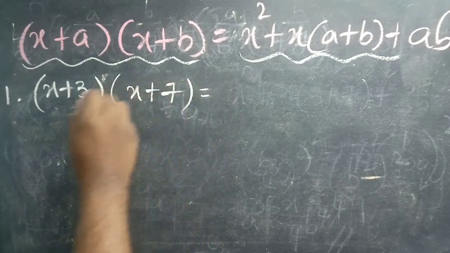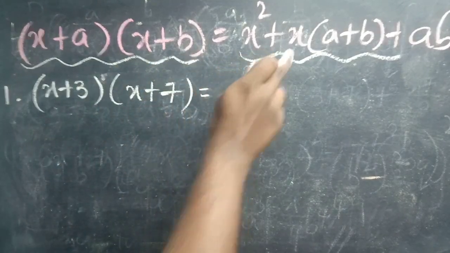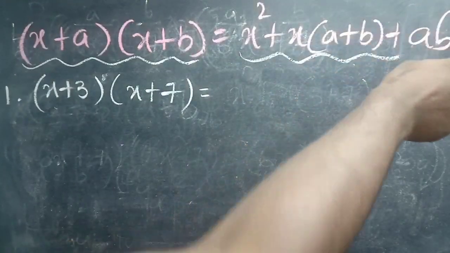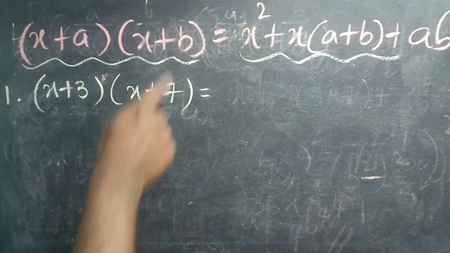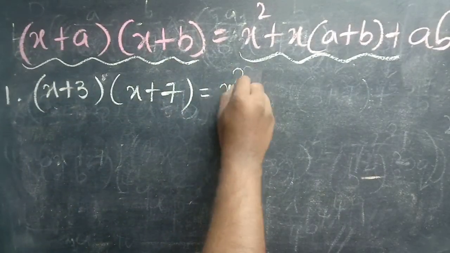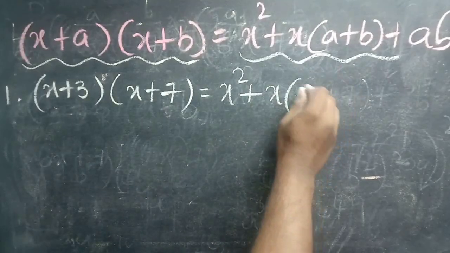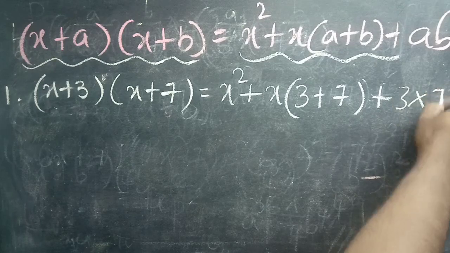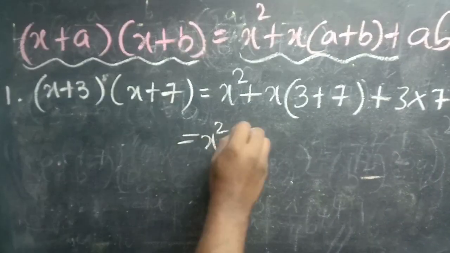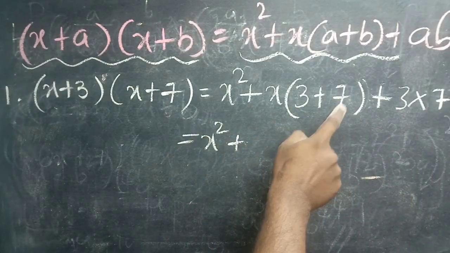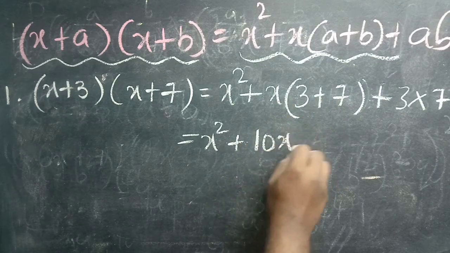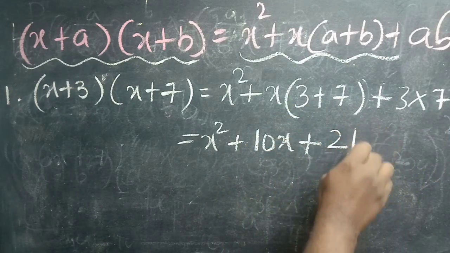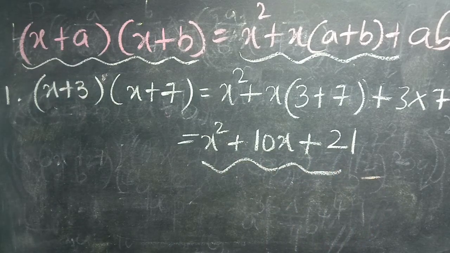Now x plus a, x plus b can be written as x square plus x into a plus b plus ab. Now replace a by 3 and b by 7. What I get is x square plus x times a is 3, b is 7, plus a into b is 3 into 7. Now what you get is x square, 3 plus 7 is 10, 10 times x is 10x, plus 3 times 7 is 21. Hopefully you have understood this question. Now moving to the next question.